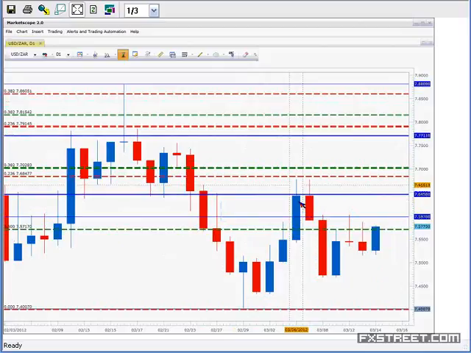Tried to breach it again. Well, it did, but couldn't close above that level. So this blue candle, the close is 64.26. It couldn't close above 58. So it seems like the 64.58 is a nice level.